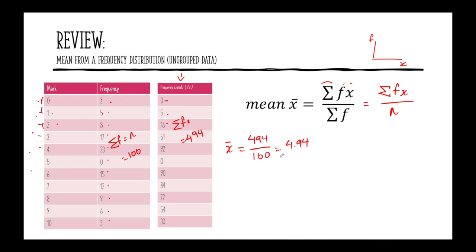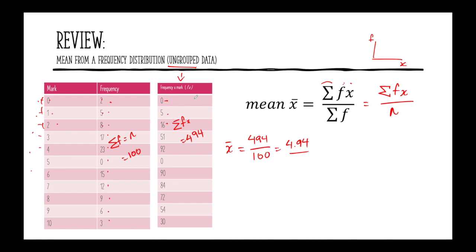4.94. So the mean mark out of 10, the average mark, when you want to ask the question, what is the average mark that students got? Out of 100 students, the average mark was 4.94, almost 5, right in the middle of the distribution. So this was just a review of how to find it from ungrouped data.